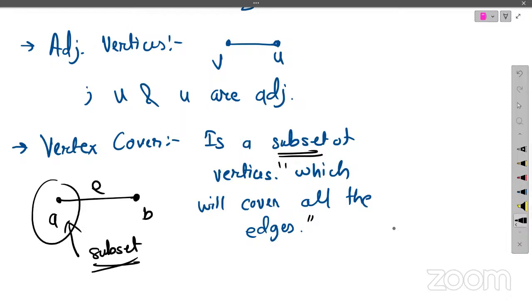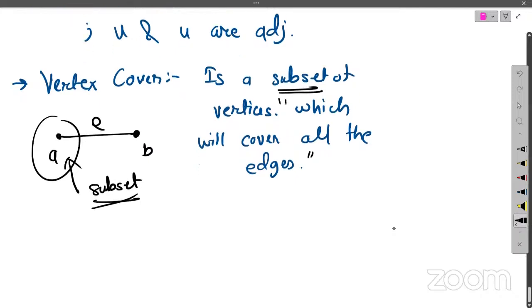So we are using vertices to cover the whole graph. That's the main purpose. We have to collect vertices in such a way that takes care of covering the edges. That means if we have an edge, there will be two endpoints, and at least one of the endpoints should belong to our given subset. Let's understand this by an example.